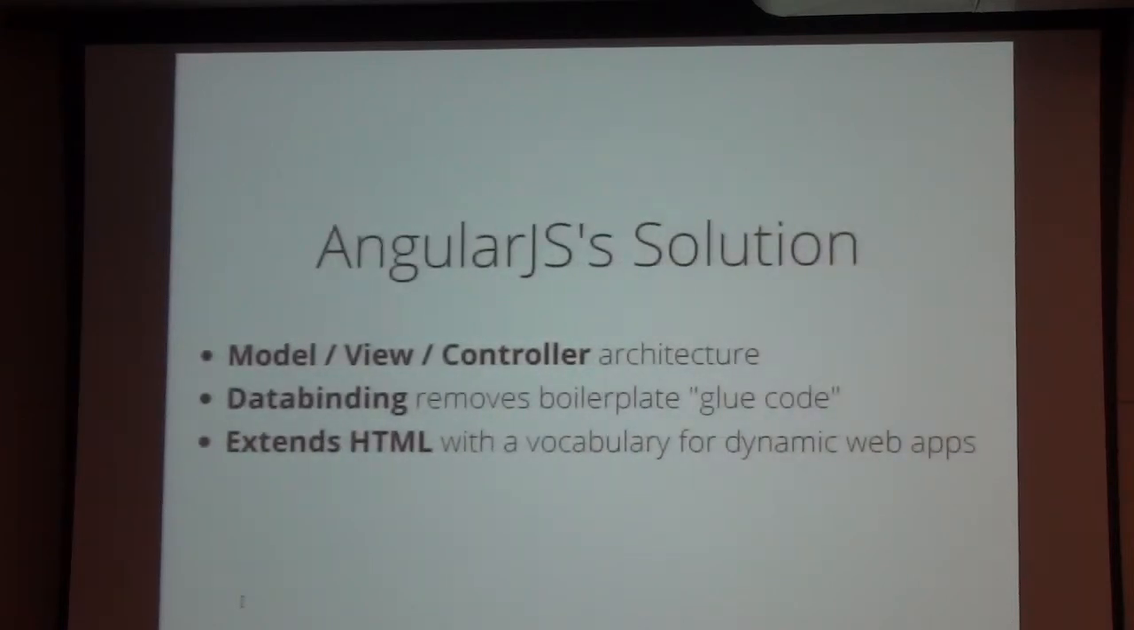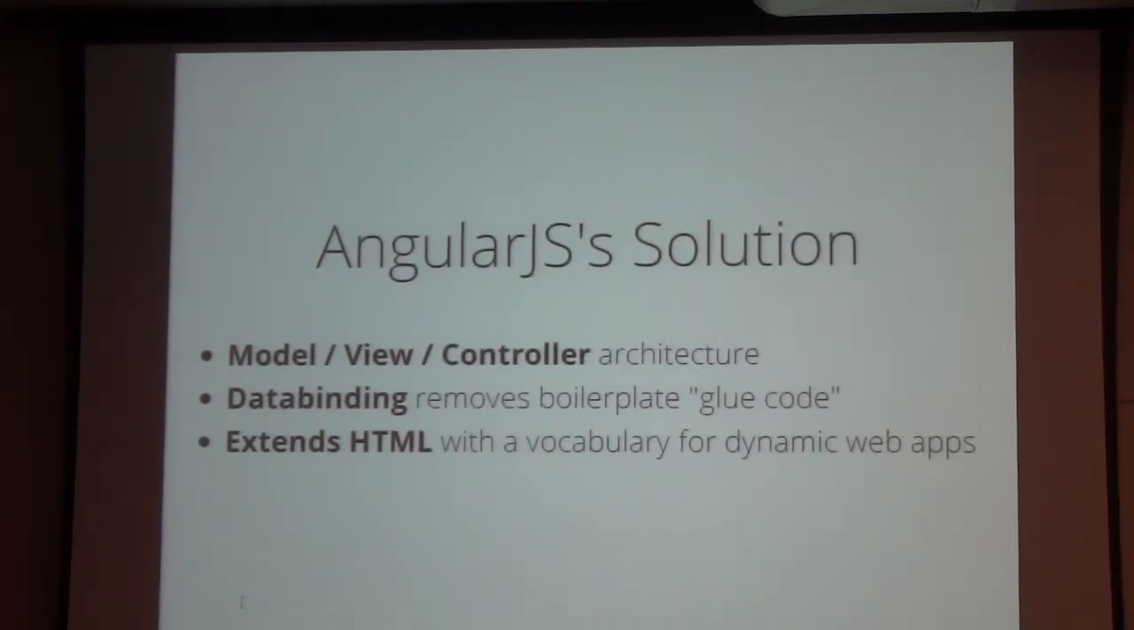So AngularJS has a three-pronged solution for this. The first thing it adds is a model view controller architecture. We're going to get a little bit more into exactly what that is in a bit. It's basically an architecture that helps you keep all your concerns separate, right? You can keep the business logic of your application separate from the HTML you're using to display the results of that business logic. The second thing it introduces is data binding.